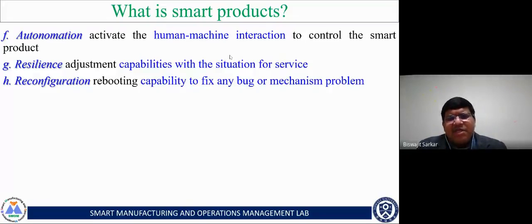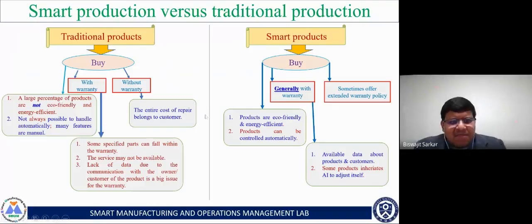Next is reconfiguration. Reconfiguration is nothing but that whenever some problems come for any smart products or smart gadgets, you should solve these types of problems properly within the proper time, or within a lesser amount of time with less cost. So these are the characteristics of smart products.